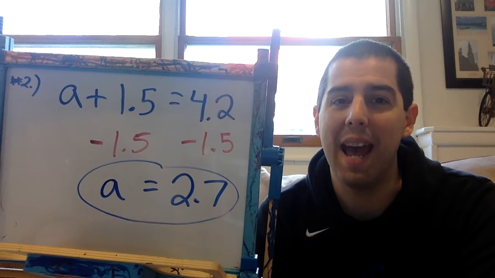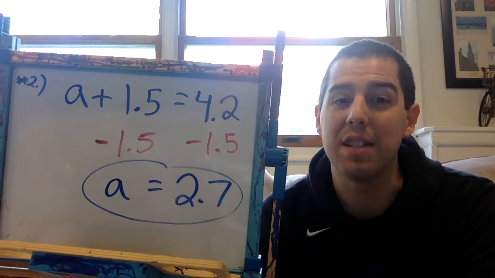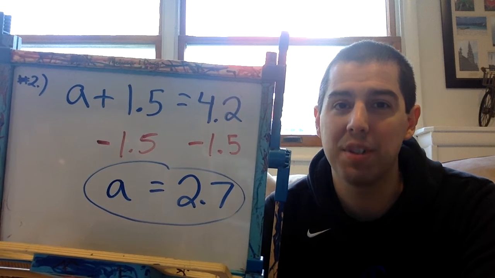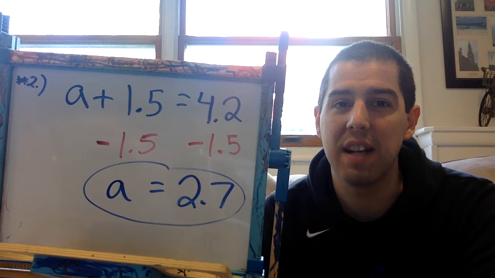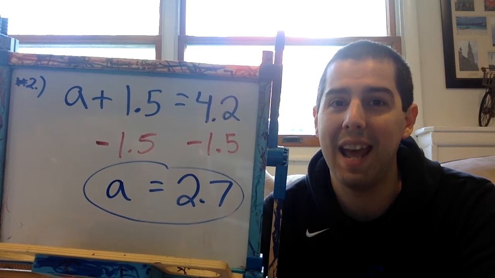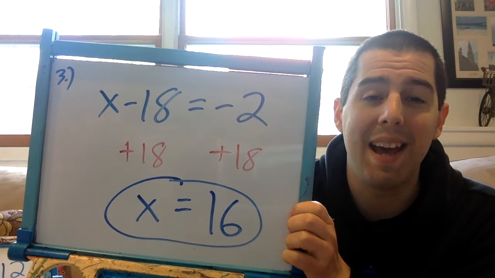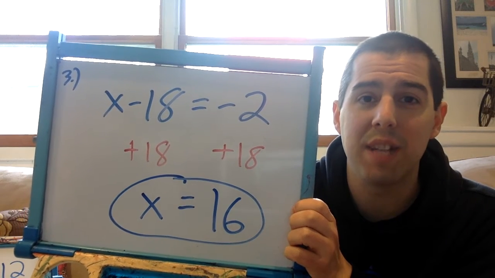Number 2, a plus 1.5 equals 4.2. I subtracted 1.5 on both sides. On the left side, I isolated the variable, and on the right side, I balanced the equation. A equals 2.7.